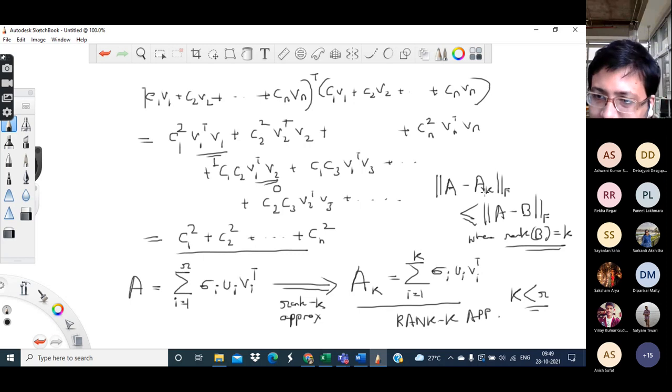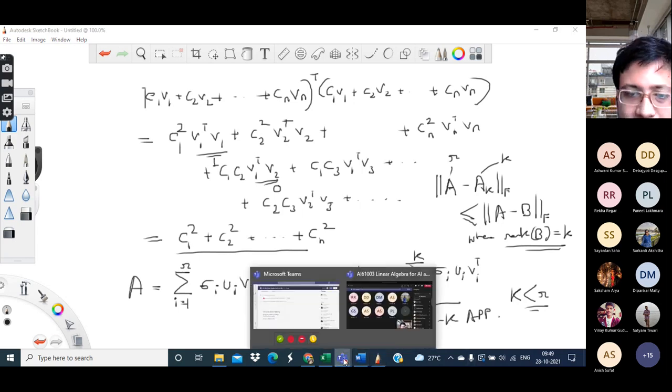Further, that low rank matrix can be defined in this way. Here the original matrix A had rank R. The approximated matrix A_K has rank K, where R is greater than K. So here we are basically looking for a low rank approximation of any given matrix.